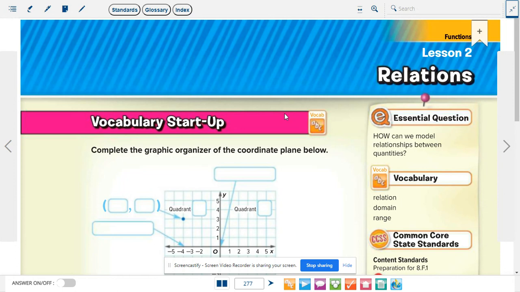It is time for chapter 4. Now, this is going to be an abbreviated chapter. Everybody cheer. Woohoo! We're going to cut out a bunch of the lessons and we're going to actually start with lesson 2. So here we go, lesson 2, relations.